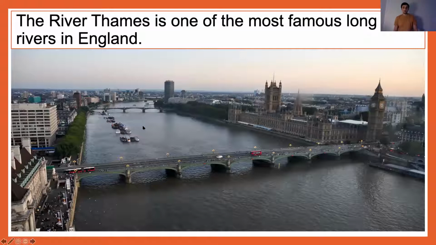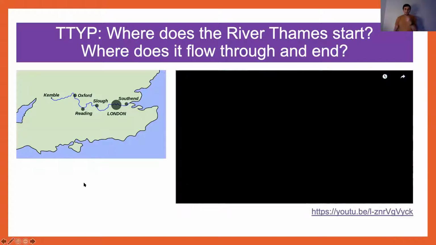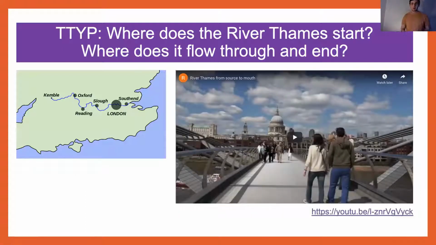The River Thames is one of the most famous long rivers in England. You can see here is a picture of it. It's a very wide river, lots of boats and traffic down it. So we're going to be thinking about where does the River Thames start, where does it flow through and end?